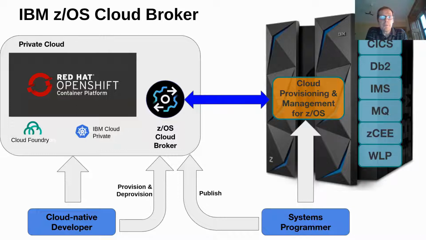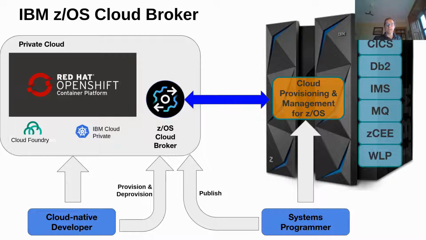So we do have a capability in z/OS to support self-service provisioning. But what is new is the ability to integrate that capability with cloud-native platforms such as Red Hat OpenShift and Pivotal Cloud Foundry. And that's done through z/OS Cloud Broker. And that capability, with Cloud Broker and Cloud Provisioning Management working together, means that the capabilities we have to provision CICS regions, Db2 databases, IMS databases, etc., can now be made available in the cloud application platforms.